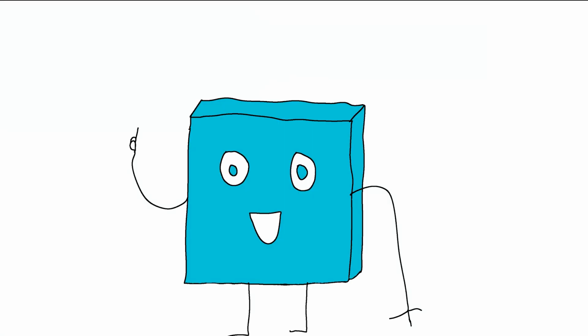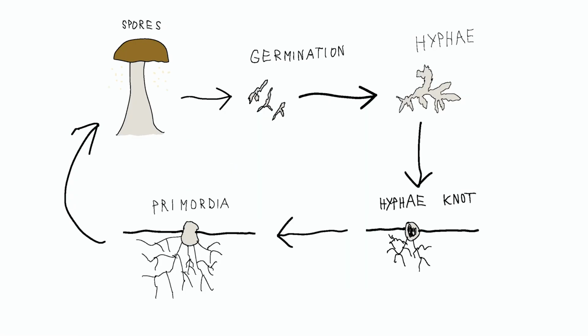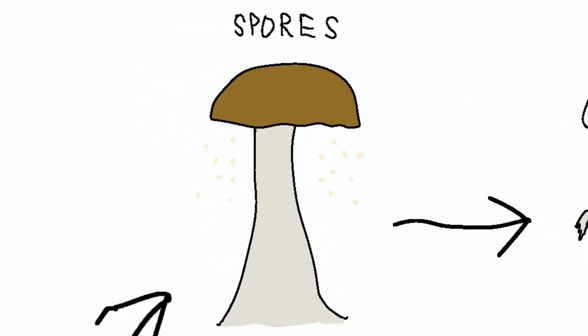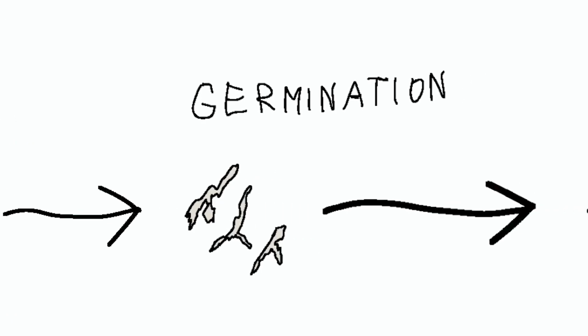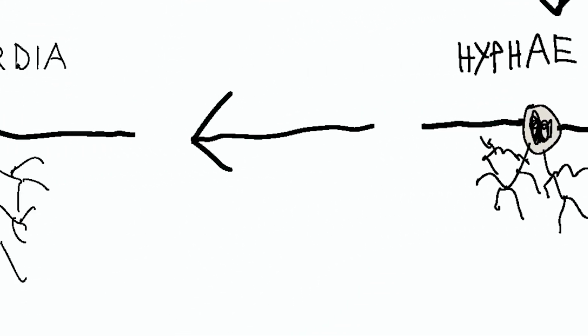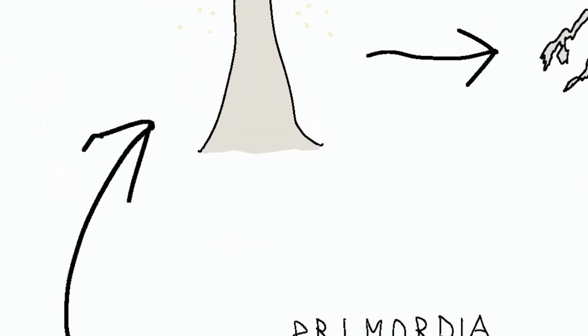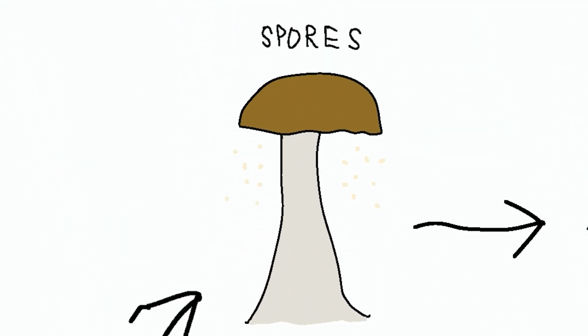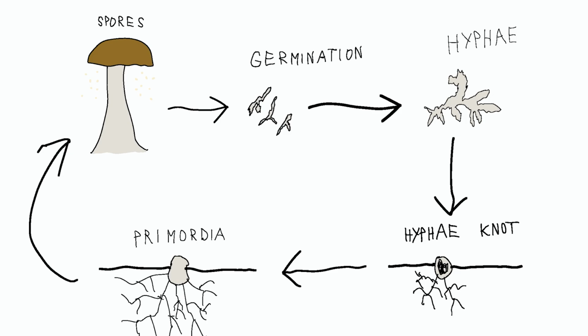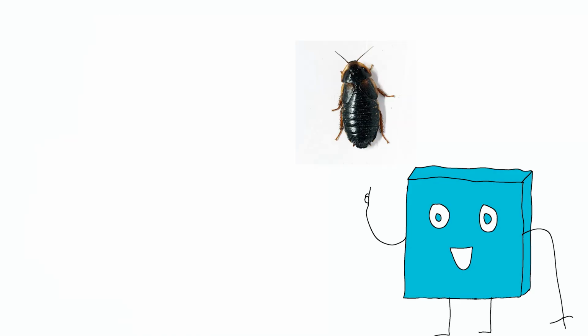Mushrooms reproduce in a way similar to plants, which is by spreading spores, and those spores grow into mycelia with a process known as germination. And then those mycelia grow into hyphal knots, then primordia, and lastly new mushrooms, and then the process repeats all over again. Their genetic structure is more similar to animals than plants.